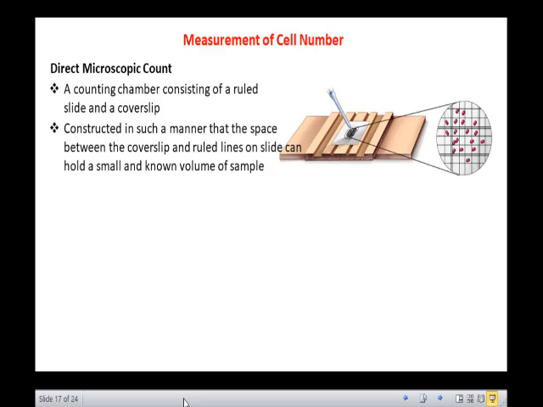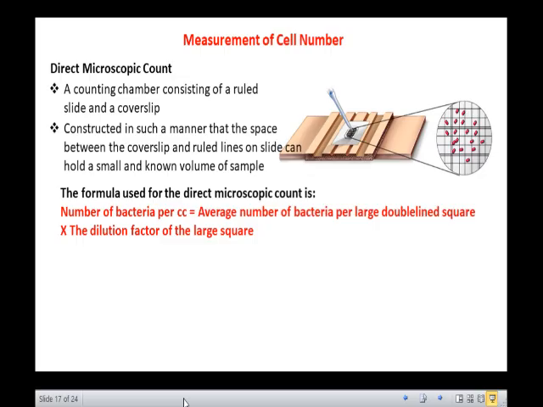If the bacteria are diluted, such as by mixing the bacteria with dye before being placed in counting chamber, then this dilution must also be considered in the final calculations. The formula that is used for direct microscopic count is: the number of bacteria per cc is equal to the average number of bacteria per large double-lined square times the dilution factor of the large square.